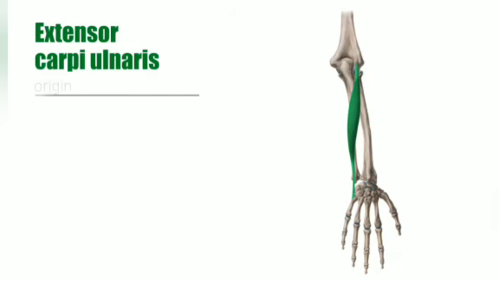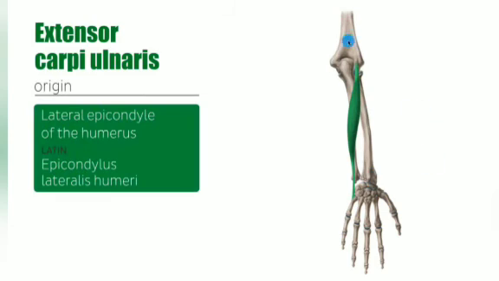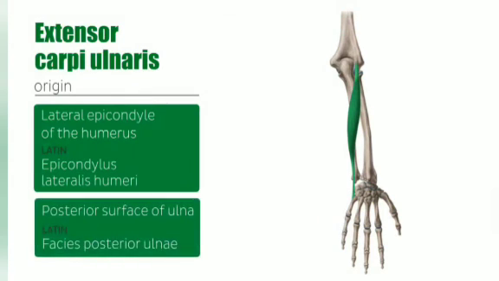It has its origin point at both the lateral epicondyle of the humerus, which you see here. You can also say that the muscle has two heads, and one of the heads will be originating from the lateral epicondyle of the humerus, while the other head, which is known as the ulnar head, will be then originating from the posterior surface of the ulna, as you can see here.